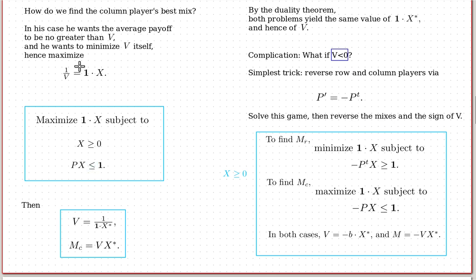And by the way, in both cases, this was all under the assumption that v was positive, right? And then, just as in the case of the row player, we have the same basic way for obtaining the values for v and for the best mix m sub c. v is equal to 1 over 1·x star, and m sub c is equal to v times x star.